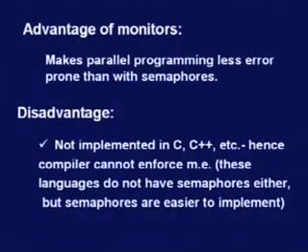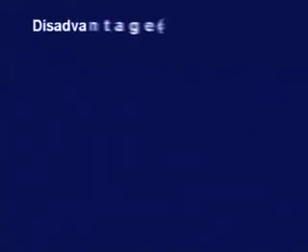Of course, it has a disadvantage. The monitor is a language construct, and therefore we have seen that it is not implemented in C and C++. Hence the compiler cannot enforce mutual exclusion. What we are saying is that the monitor is not implemented in C and C++. I said earlier that it is now being implemented in Java. Of course, these languages do not have semaphores either, but semaphores are easy to implement by the programmer.